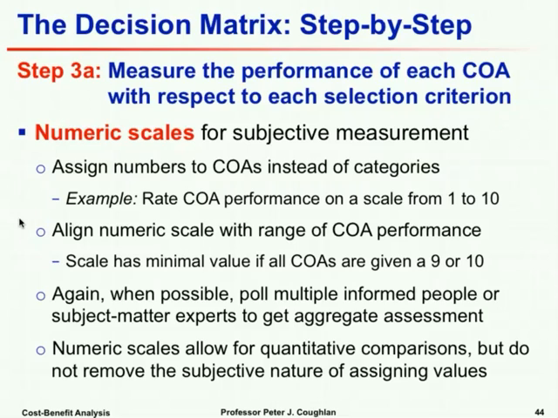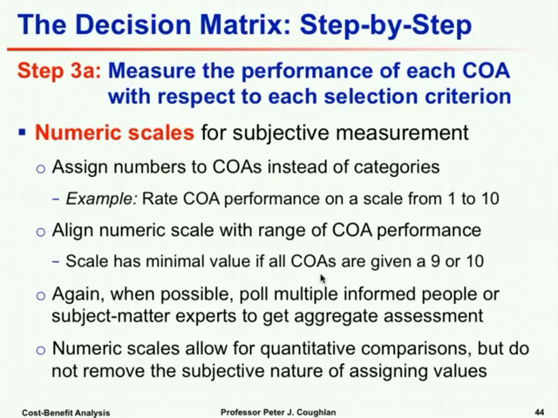If so, you have to adjust your scale, because if everything is given a 9 or a 10 on a 10-point scale, then you are missing some distinctions between courses of action, and you are making that criterion very unimportant. You can put any weight you want on it. If the range of scores is not normalized, and the range of scores for one criterion is much larger than the range on another criterion, what you have done, whether you intended to or not, is reduced the importance of the criterion which has the lower range of scores. Again, poll multiple informed people or subject matter experts to get the aggregate assessment.